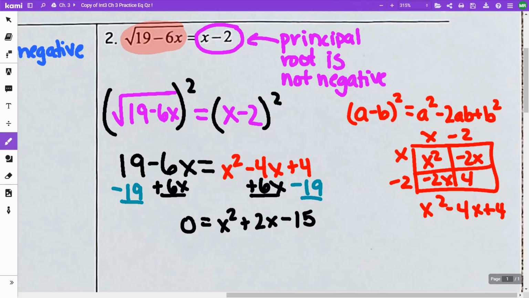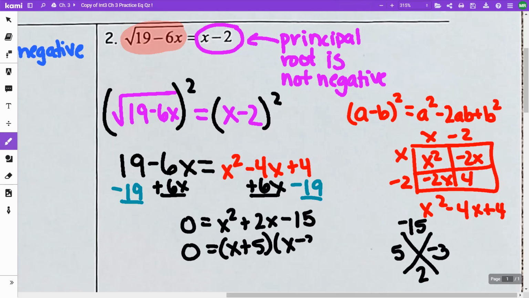I'm going to factor that. And that would be a diamond that I can use. So what multiplies to a negative 15 and adds to a 2? That's going to be a 5 and a negative 3. So my factors are an x plus 5, x minus 3. This is going to give me a negative 5. This is going to give me a positive 3.